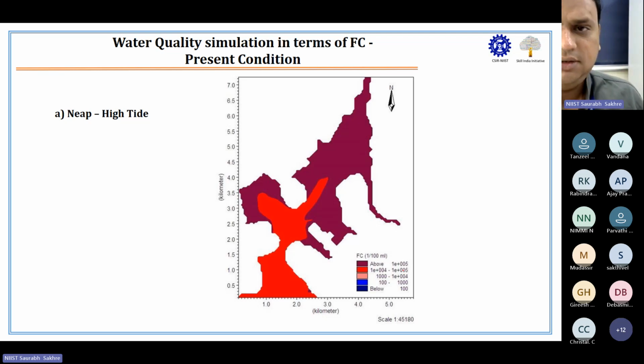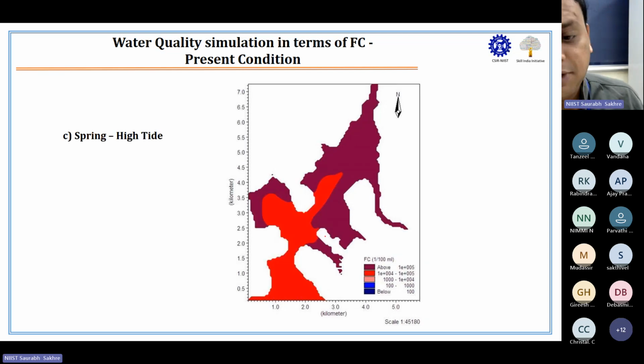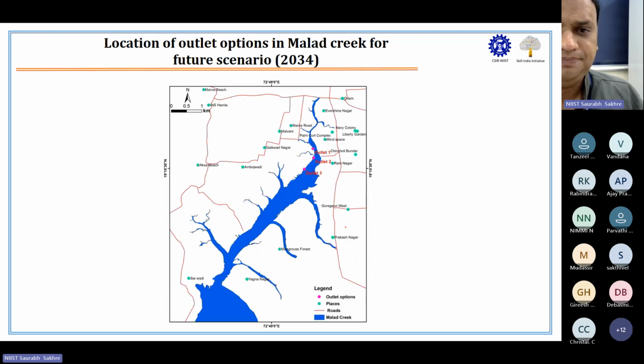So this is fecal coliform in neap high tide, fecal coliform in neap low tide. You can see it is full of FC, above 10 to the power 5. This is spring high tide, where water is more, so it is slightly improved. And this is spring low tide, when there is the lowest water quantity available to dilute this. Okay, so this is BOD, DO and FC in the present condition.